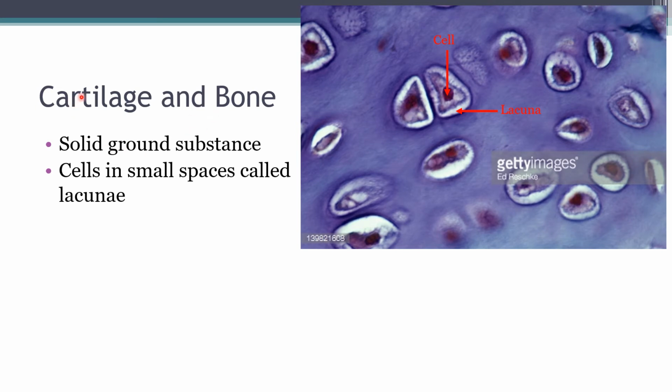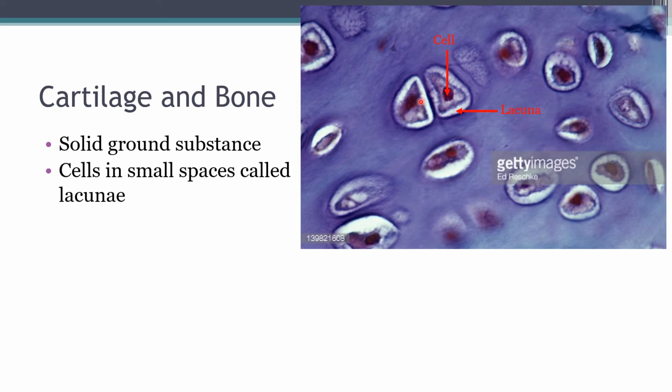Next are going to be the solid matrix connective tissues, which are going to be cartilage and bone. Now, like I said, what these two connective tissues have in common is their matrix is going to be a solid. It's not going to be a liquid or a gel-like substance. It's going to be completely solid. So imagine if you're going to be one of these cells living in this tissue. This means you're going to live your life essentially embedded in concrete.